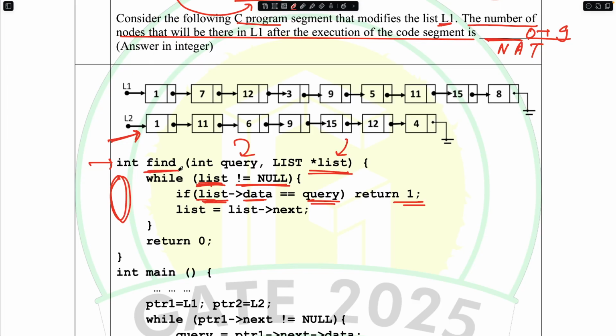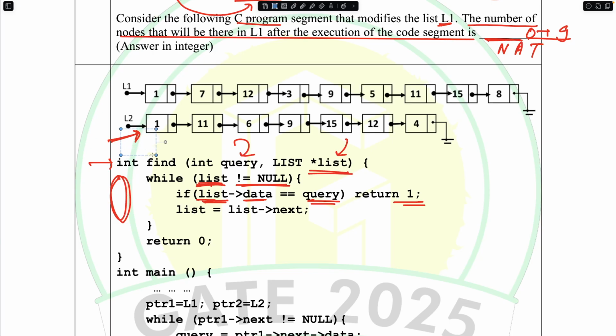The query that was given was that we have to find 1 in this linked list. If it was found, we return 1, and if it was not found here, we iterate. This becomes 11, then it becomes 6, and so on. And if this list pointer becomes null, then we return 0. This is the behavior of find, and it works just as the word find would lead you to expect. Find means that we are finding, in the particular linked list, the query that is provided. Very good, no doubt in this one.